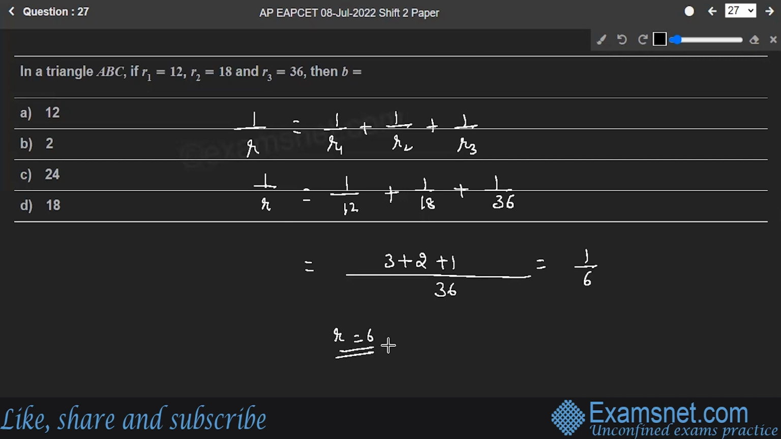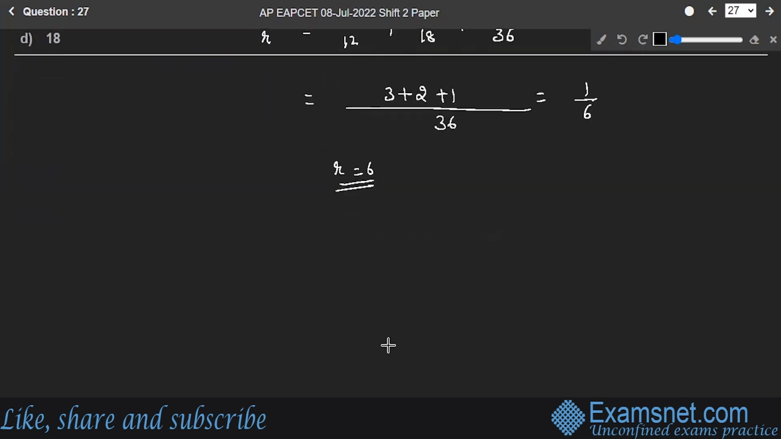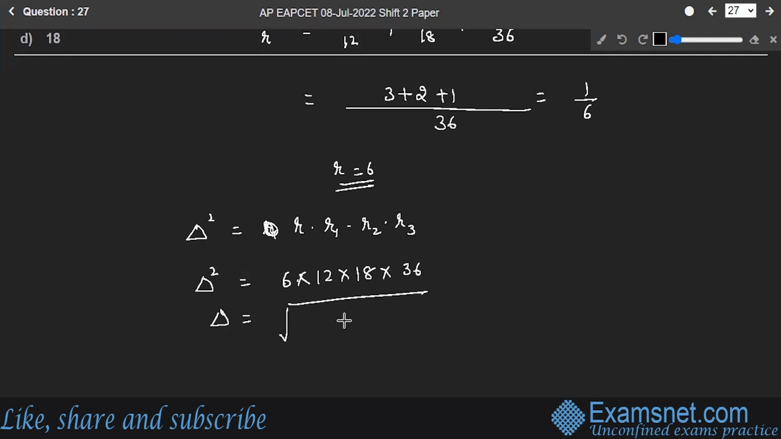But we have to find out b. For that, you know one thing, delta square is written as r into r1, r2, r3. So delta square is equal to 6 into 12 into 18 into 36. That means when I have to find out the delta, I have to find the root of it.